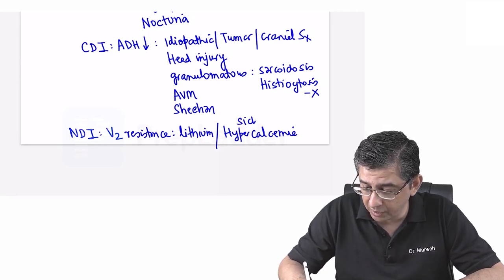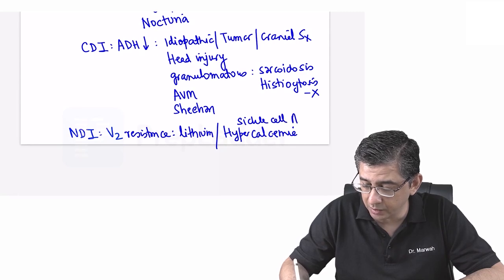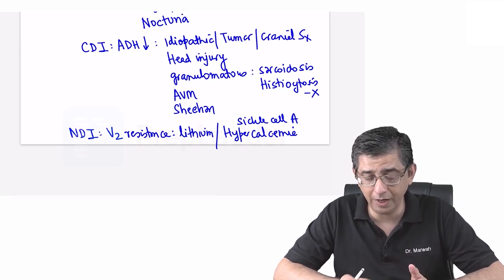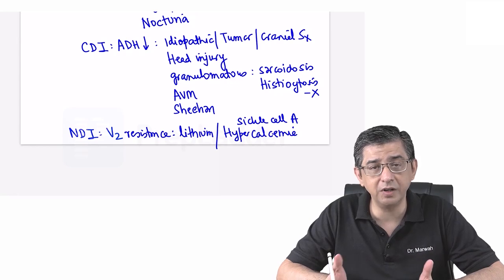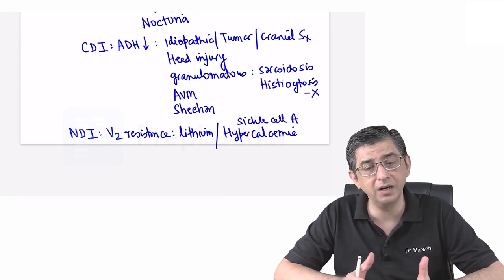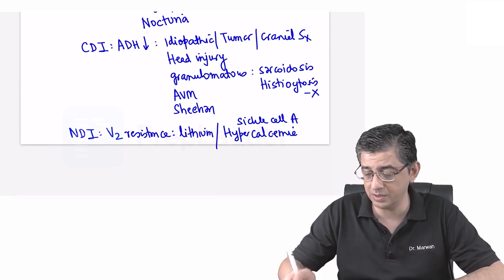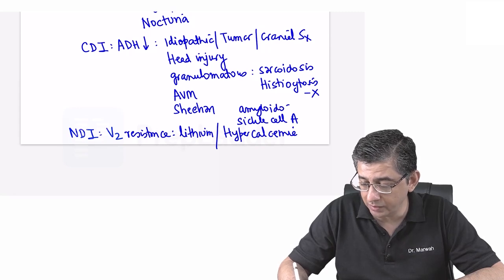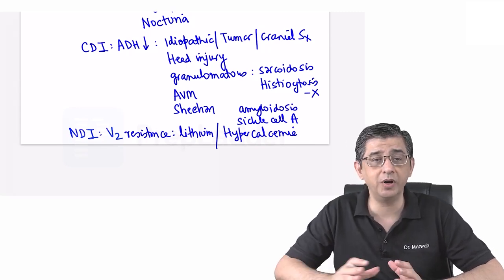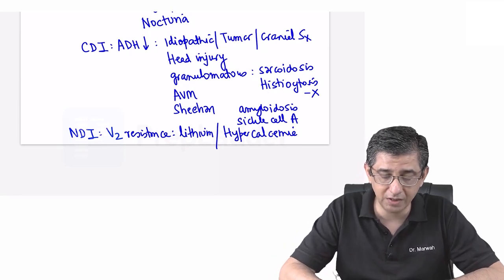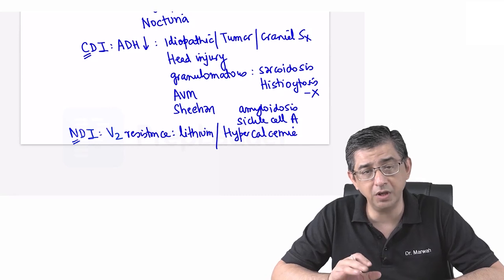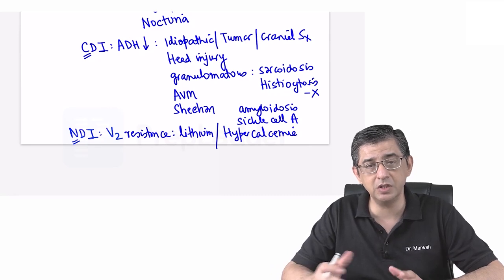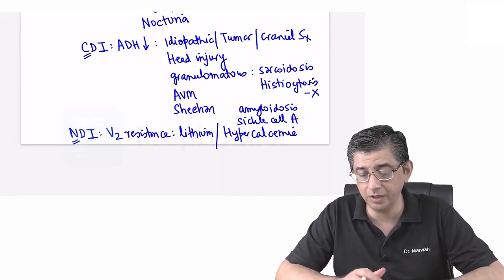Apart from this, among the rarer ones would be sickle cell anemia. I mean, sickle cell anemia can anyway be having sickling episodes, so there could be damage to the part where the V2 receptors are present, that is in the collecting duct, and therefore there is a receptor resistance. Then there can be amyloidosis also. So I've just enumerated a list of important conditions where you could either be having a central or a nephrogenic diabetes insipidus. The values of hormone will obviously vary. Whenever there's a resistance, the values of antidiuretic hormone will increase.